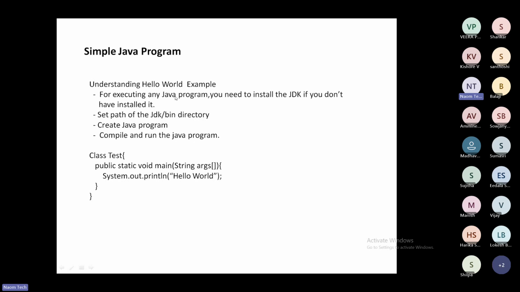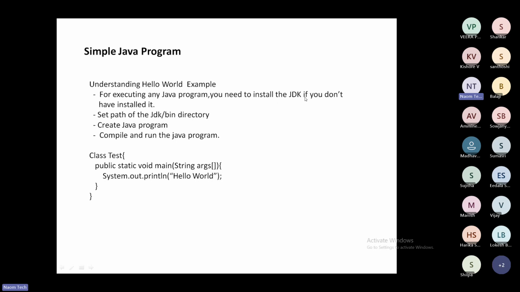So if you want to execute any Java program, what do you need here? You need to install JDK. That is very important. Okay, so I think this is clear, right? It's as simple as this. If you want to cook your food, you need a cooker. Like that, if you want to execute any Java program, you need JDK and JRE.